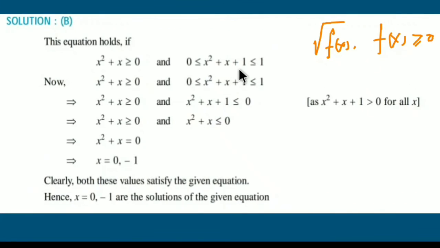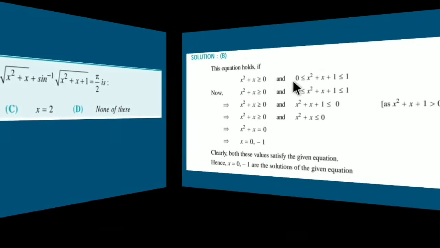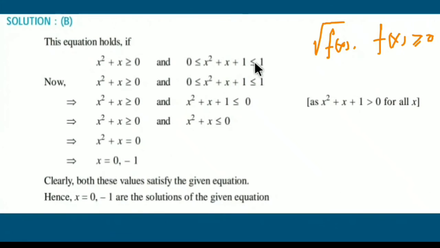This part is in sine inverse, so we have to make it less than or equal to 1 also, because the domain of sine inverse lies between minus 1 and plus 1. So that is all the result: one quantity less than or equal to 1, and the other greater than or equal to 0. Solving these two inequalities, we find x square plus x is greater than or equal to 0, and x square plus x is less than or equal to 0.